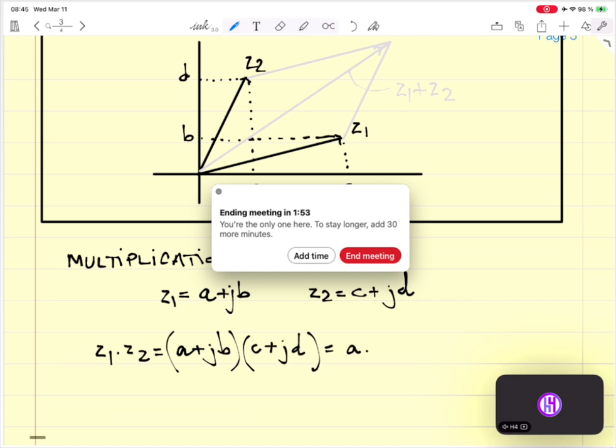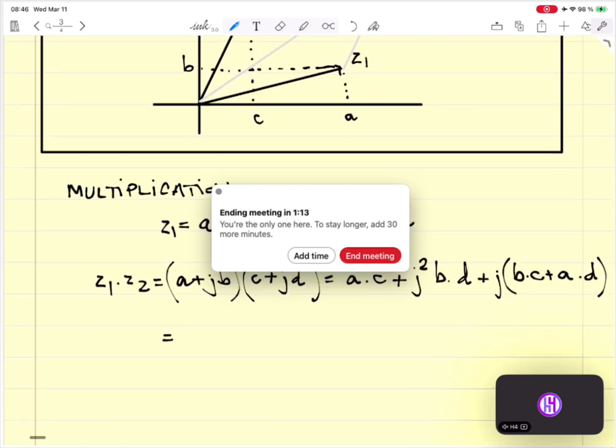So this is A times C plus J square B times D plus J multiplying B times C plus A times D. Okay, so basically what we've got here is this number: A times C minus B times D, because J square is minus 1, plus J times (B times C plus A times D).